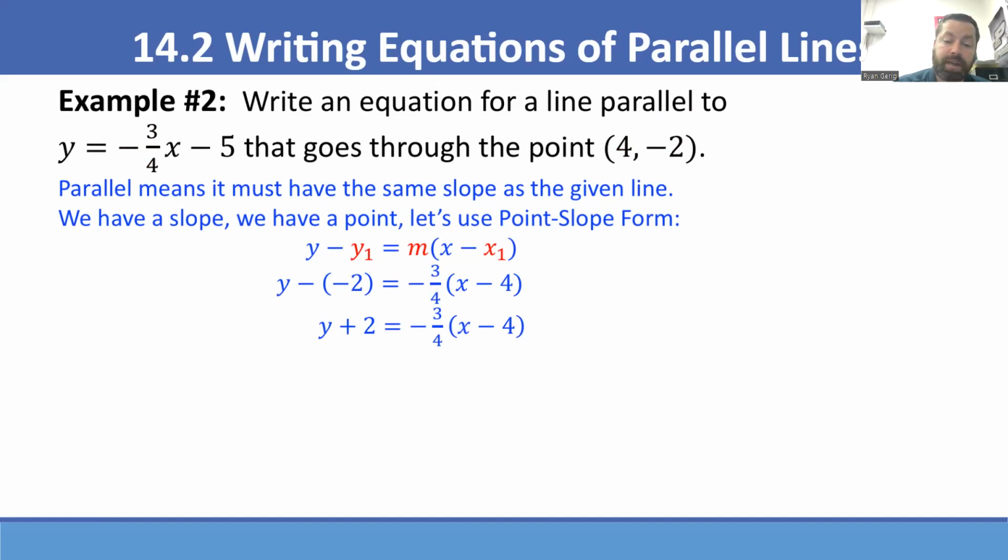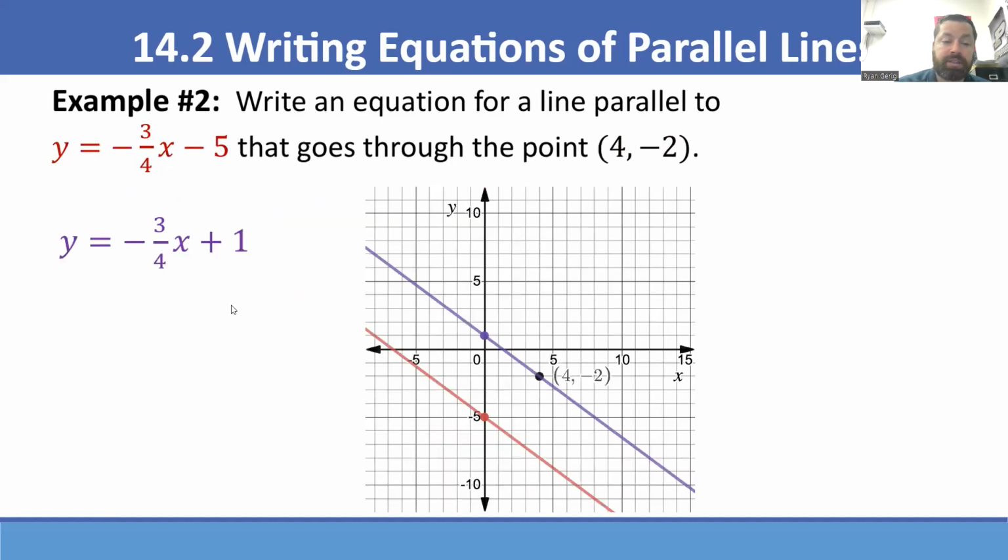Then I'm going to distribute the -3/4: -3/4 x, and -3/4 times -4 is +3. Subtract 2 from both sides. Combine the 3 and the -2, and I get y equals -3/4 x plus 1. Going back to the graph real quick, you can see there's 1 as the y-intercept, down 3, right 4. There's the graph of the line that's parallel to the red line and goes through the point that we had.